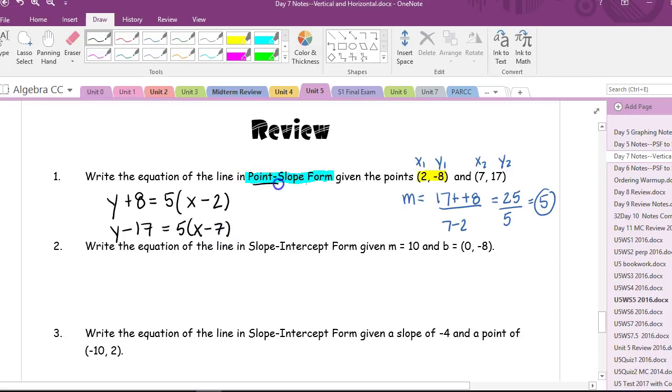It does say point slope form. Remember, P for parentheses, you're going to leave it like this. You only need to give me one answer. I just gave you both in case you wanted to check and see if you got them both right, but you only need to give me one.